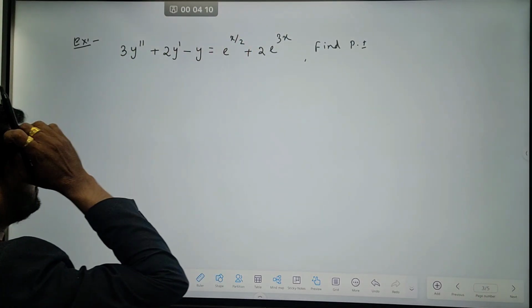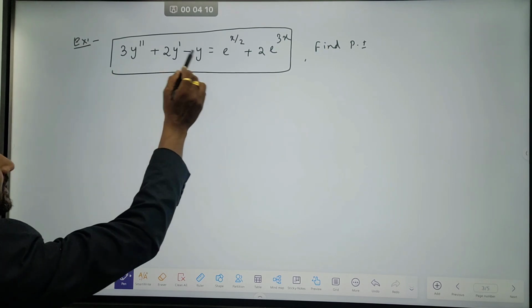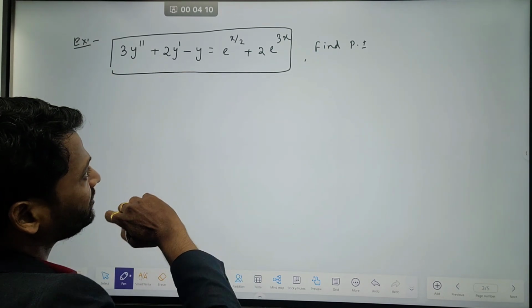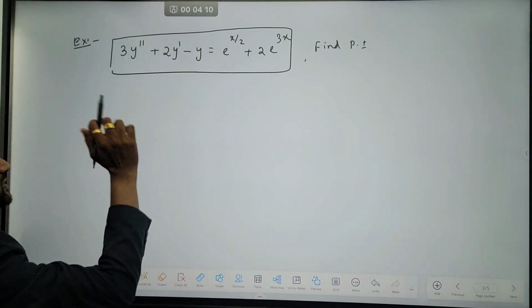The higher order differential equation is given as 3y double dash plus 2y dash minus y equal to e to the power x by 2 plus 2 into e to the power 3x. We have to find out PI of that differential equation.